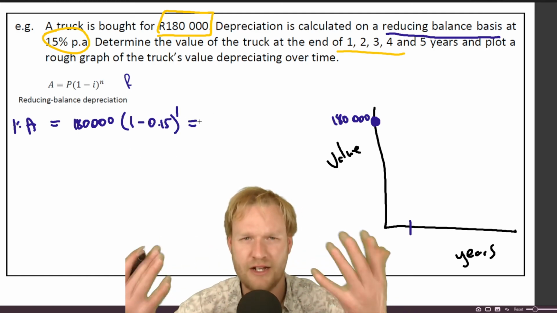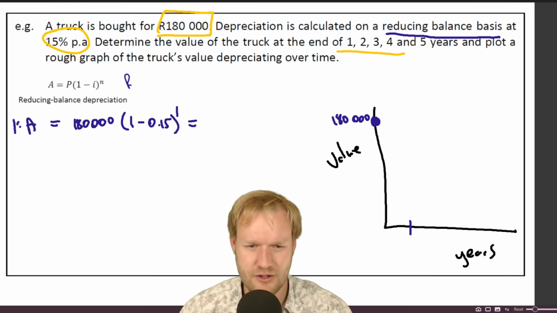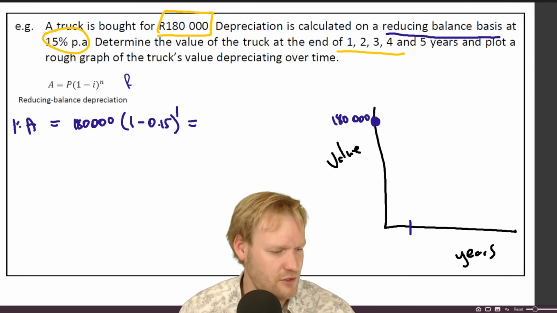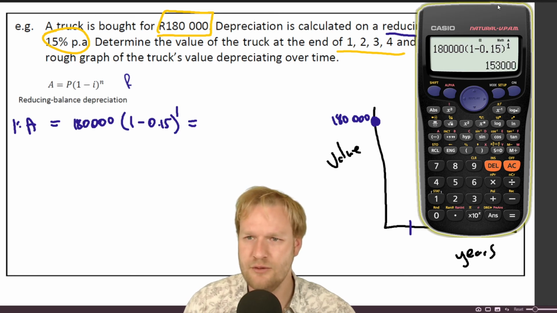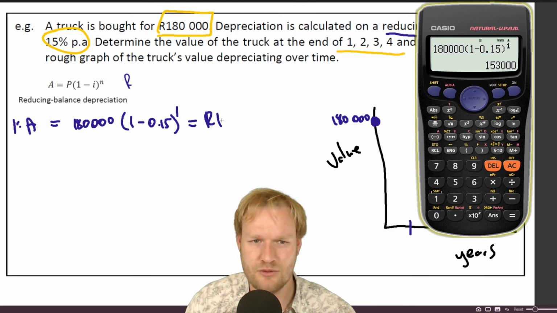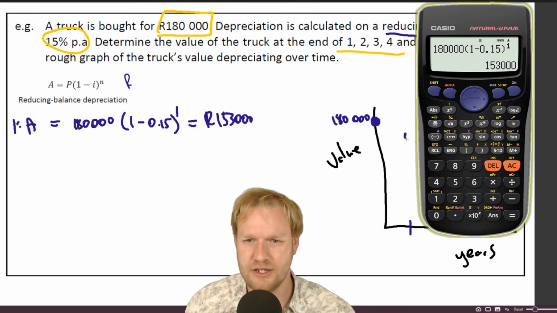So that's what the value of the truck is going to be after 1 year. So let's pop our calculator up here and go 180,000 times (1 minus 0.15) to the power of 1. 153,000. So let's put that over here. 153. I'm just going to do it like that.